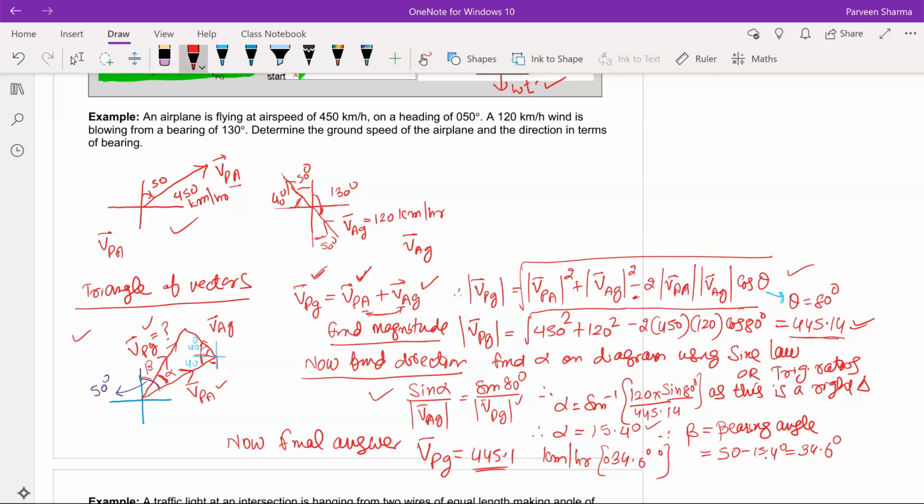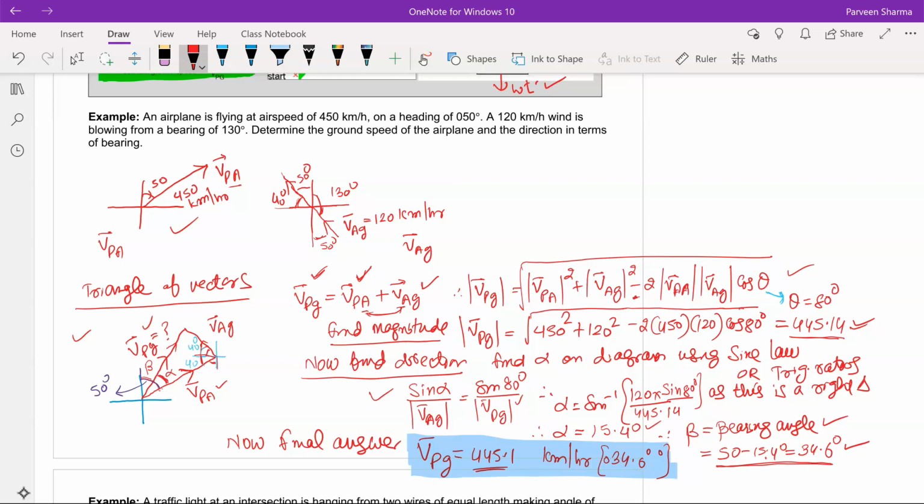But to show the bearing angle, we have to subtract alpha from 50 degrees to find beta. So that's what I exactly did here. So beta comes out to be 50 minus 15.4, which would be 34.6 degrees. Then I can write my answer. So that means the ground speed of the plane is 445.1 kilometers per hour at 34.6 degrees.